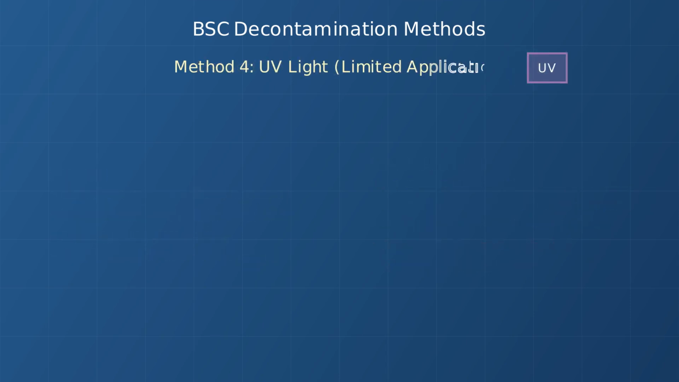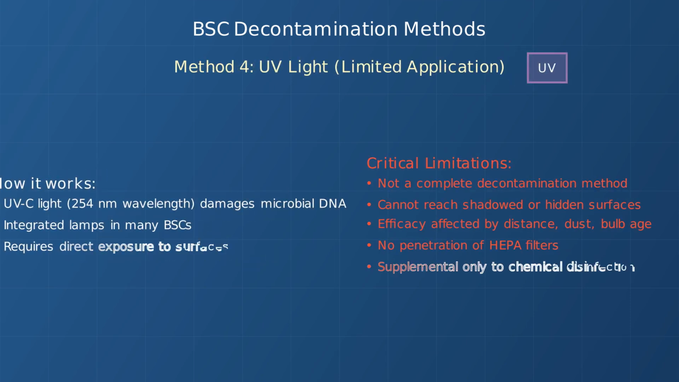Ultraviolet light is sometimes used but has significant limitations. UVC light at 254 nanometers can damage microbial DNA, but only works on directly exposed surfaces. It cannot reach shadowed areas, has no penetration of HEPA filters, and its efficacy is affected by distance, dust, and bulb age. UV light should never be considered a complete decontamination method, but only supplemental to proper chemical disinfection.